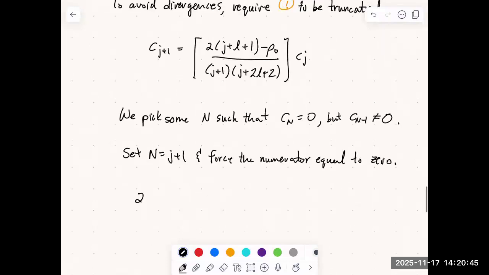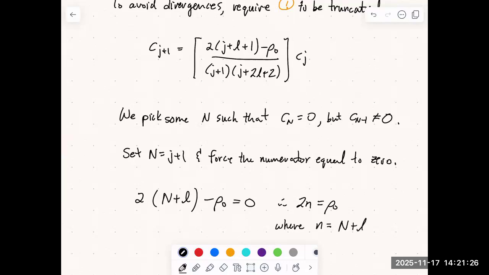We'll have 2. And then I said we're going to try j plus 1. We're going to set that equal to n. So we're going to have n plus L. So the j plus 1 is contained in the n. And then we have to minus this rho naught. And we want that to be equal to 0. And so we say, therefore, I'm going to define this small little n. That small little n is going to be the sum of big N and L equals rho 0, where little n is equal to big N plus L.